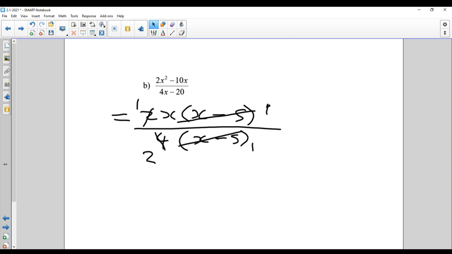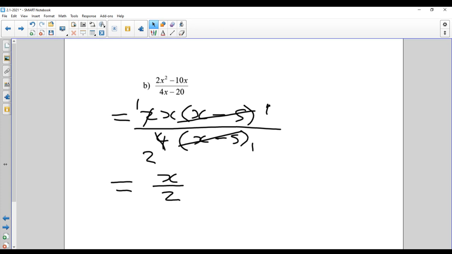So what's left on top? I have a 1, an x, and a 1. That's it. On the bottom, I have a 2 and a 1. So what we just heard from Angeli is that this actually works out to be x over 2. That's all that's left. Okay. Thank you, Rosie.